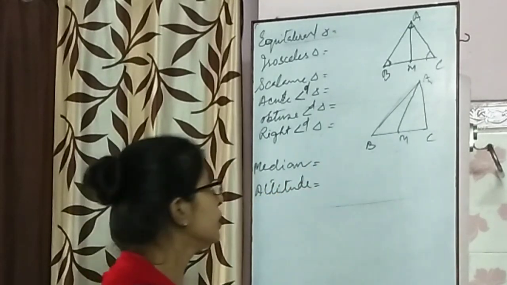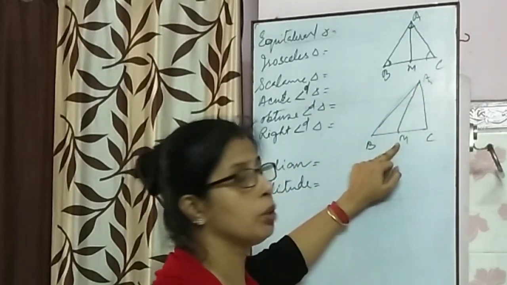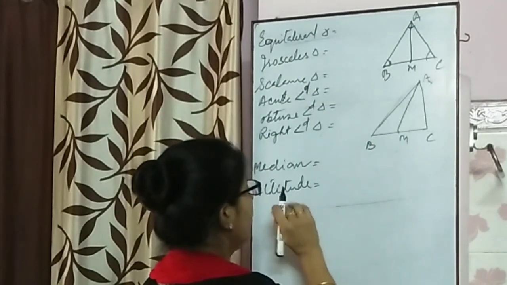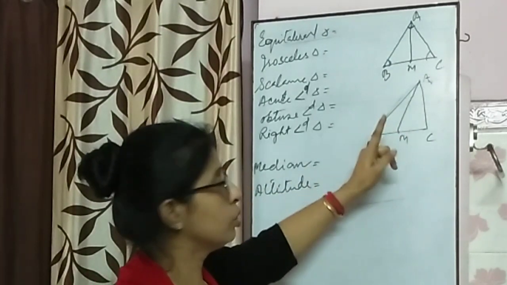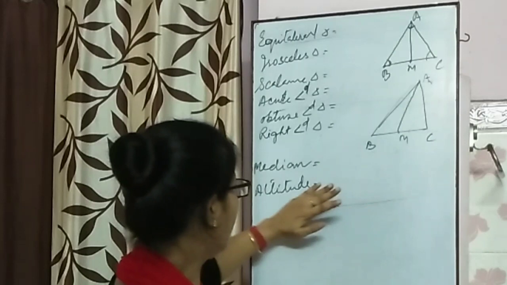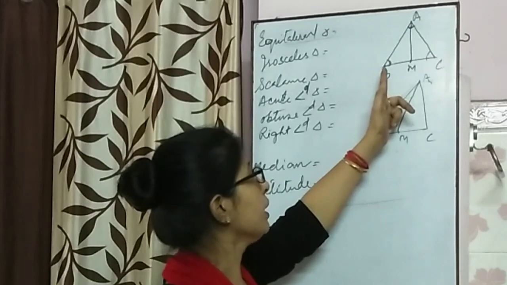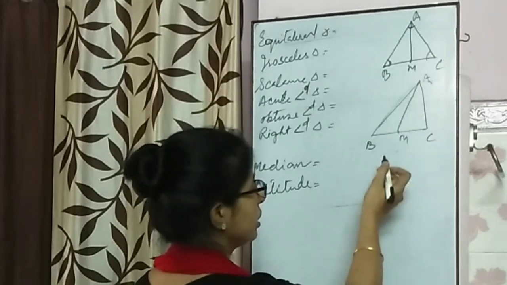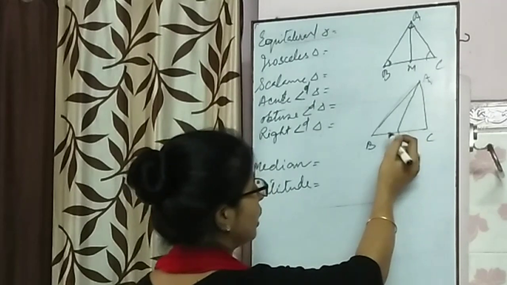What do these two mean? A median is a line drawn from any vertex to the midpoint of the opposite side. An altitude is a line drawn perpendicular from a vertex to the opposite side. So here, as it is an equilateral triangle, median and altitude become the same. For an isosceles triangle also it happens. Two medians, and one median is equal to the altitude.